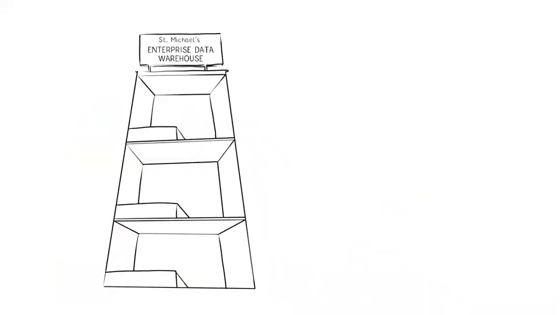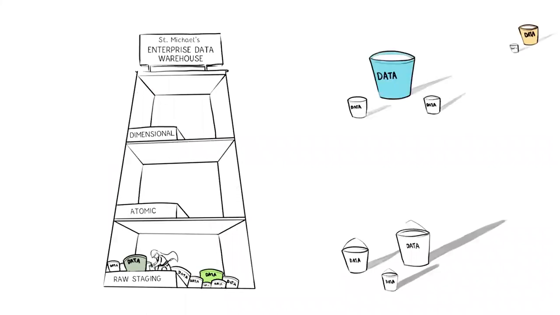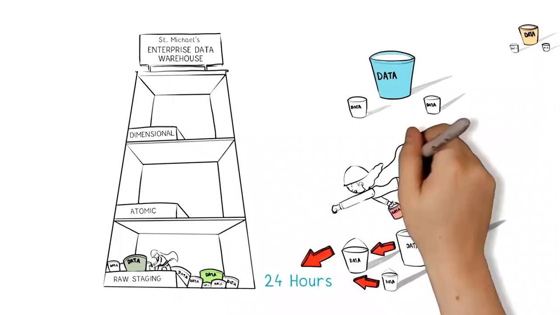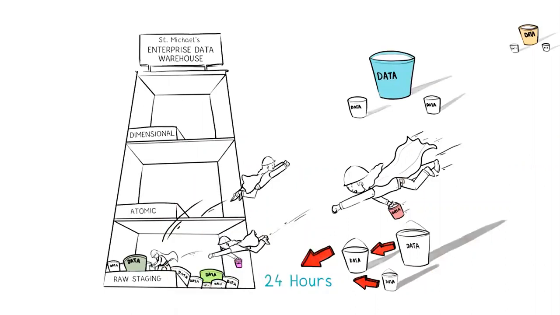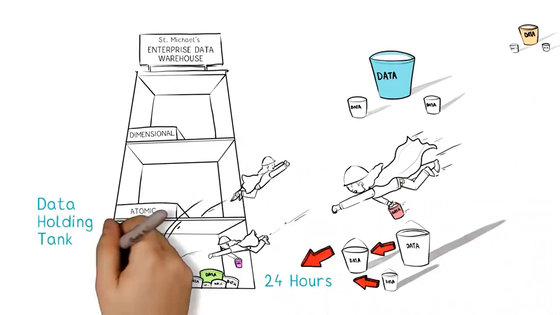The database is comprised of 3 layers: raw staging layer, atomic layer, and a dimensional layer. The first layer is the raw staging area. Copies of data from the information buckets are dumped into this common area every 24 hours in their original form. The data is still disconnected and not in a structure that is conducive to analysis. You can think of it as a data holding tank.